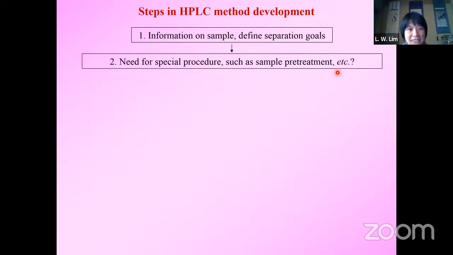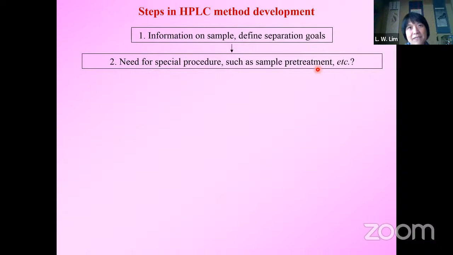Then after that, you have to know whether this sample needs pretreatment or not. If your sample is a clear sample, like tap water or even river water, this kind of water is a bit clear. So usually you just do pretreatment like filtering. You just use a filter like the one I showed you last time, filter the sample, and then you can inject the sample already.